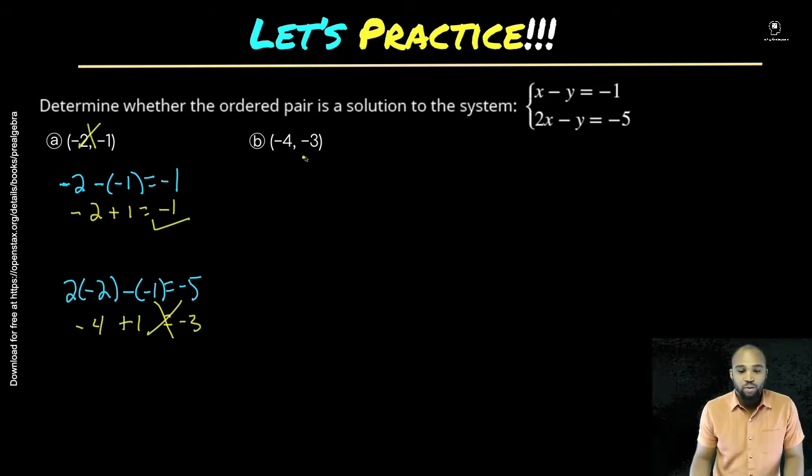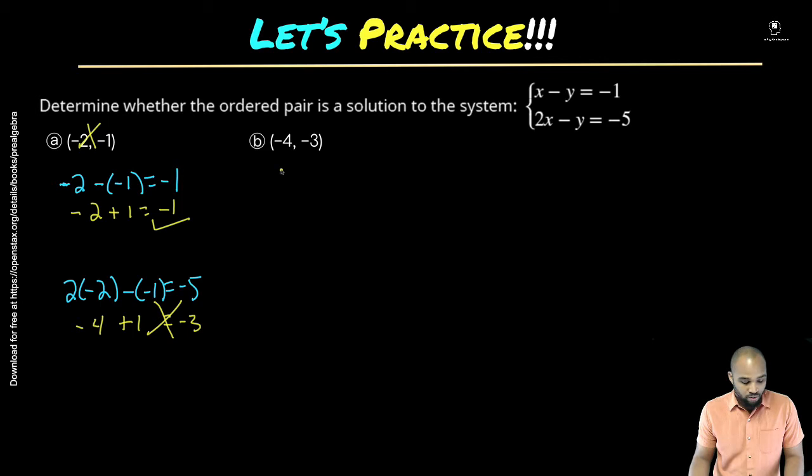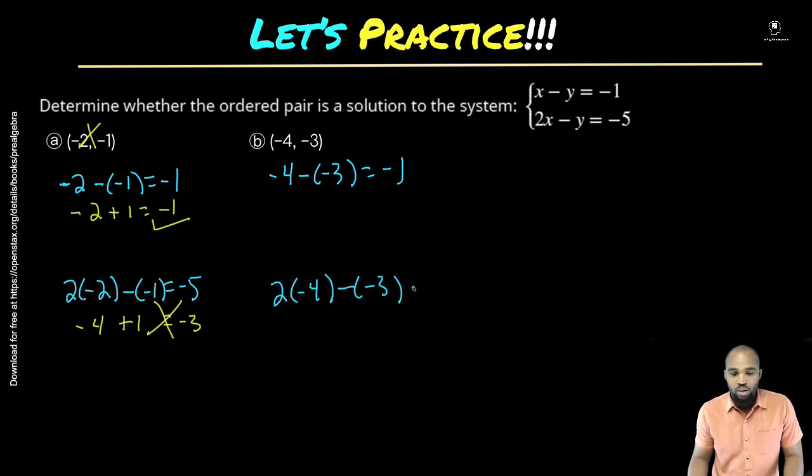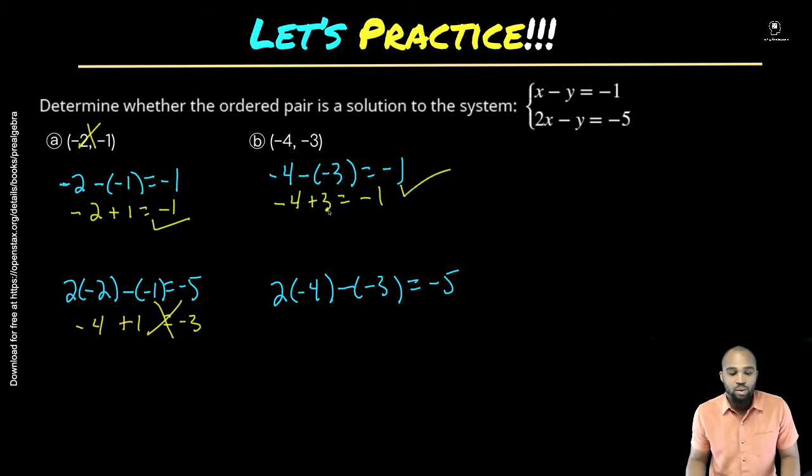Let's try with negative 4, negative 3. So if I put negative 4 here, let's try negative 4 minus a negative 3 equals negative 1. And 2 times negative 4 minus a negative 3 to equal negative 5. All right, so let's solve that. -4. Negative and negative is going to make a positive, so that's a +3. Does that give me -1? It does. -4 plus 3 does give me -1.